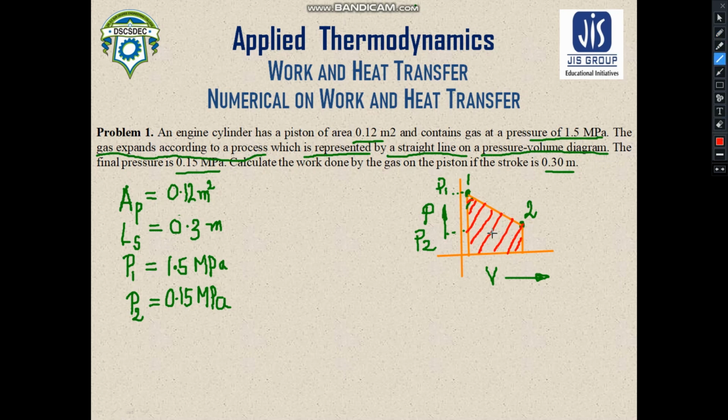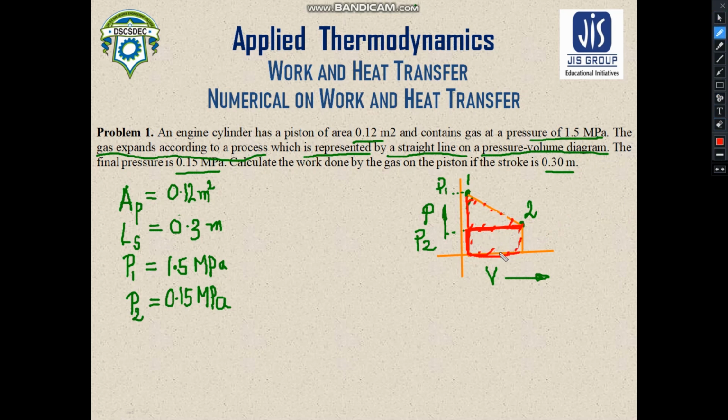Now see that I can draw a straight line which connects to this point 2. Let us remove these things so it is brighter and easier to see and understand. Now you can see that the area of work transfer is divided into two parts, a triangle and a rectangle. For the triangle, this is our base and this is our perpendicular height. For the rectangle, this is our breadth and this is our length. The information we don't have is the base of this triangle and the length of this rectangle.